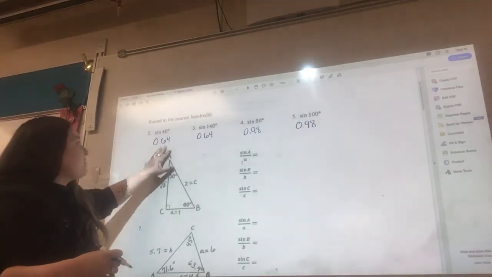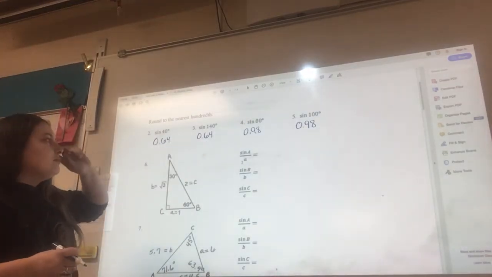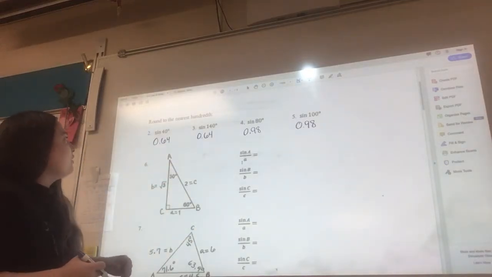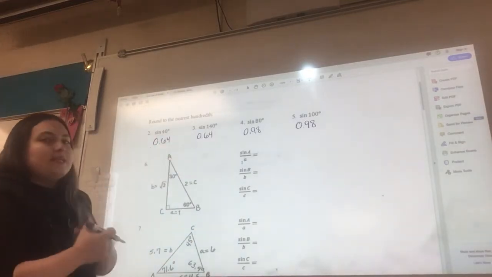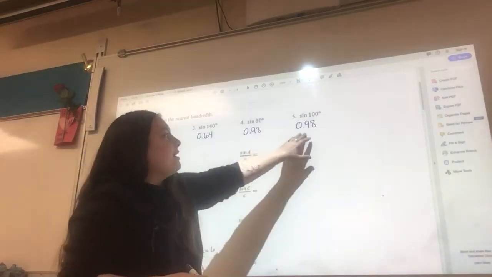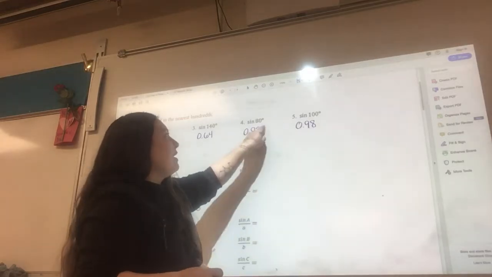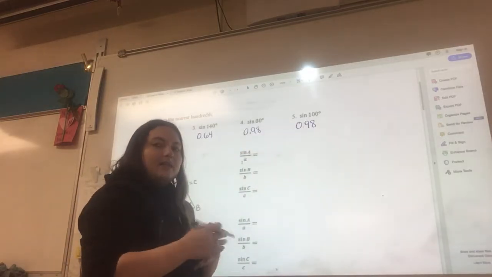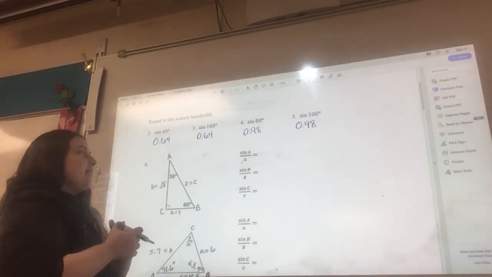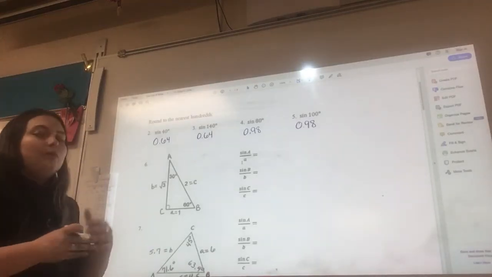So if we have sine of 40 and sine of 140, we could see that they're both 0.64. You should also see that 40 plus 140 is what? It's 180. Well, this one says 0.98 and 0.98. Well, what's 80 plus 100? It's 180. So the 2 angles add up to 180 when added together. So you're going to see later on why that works.